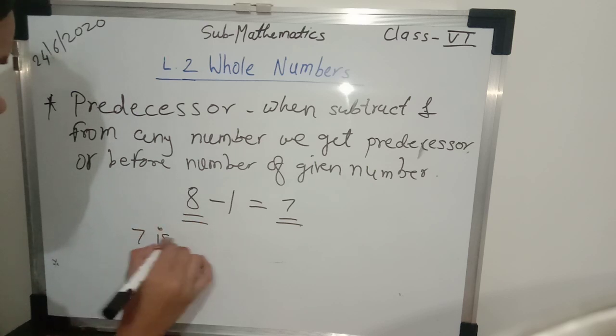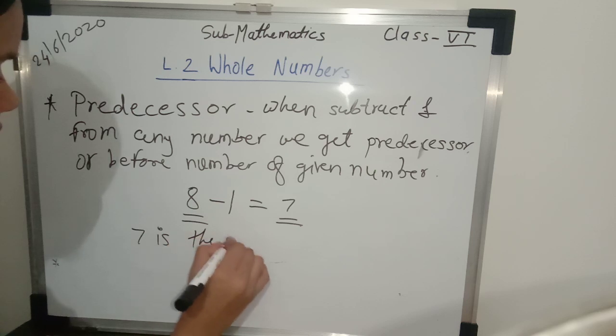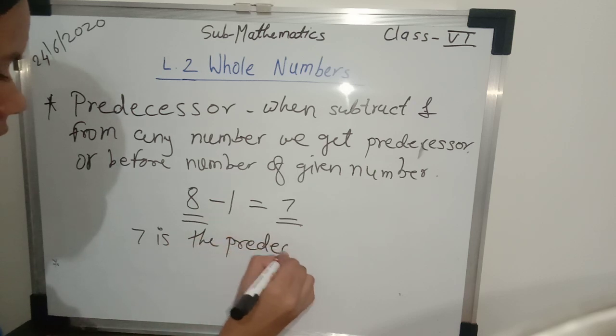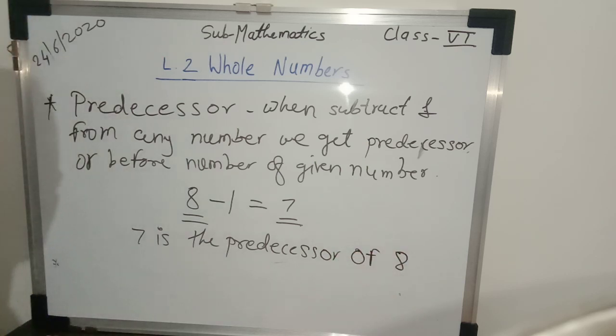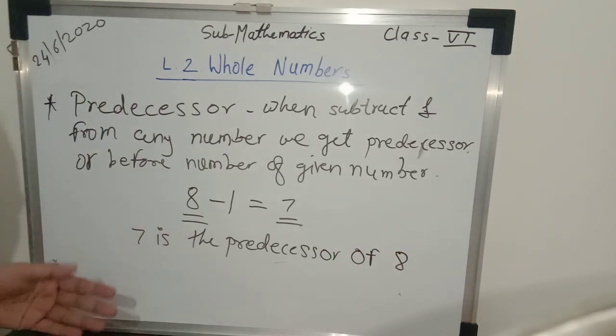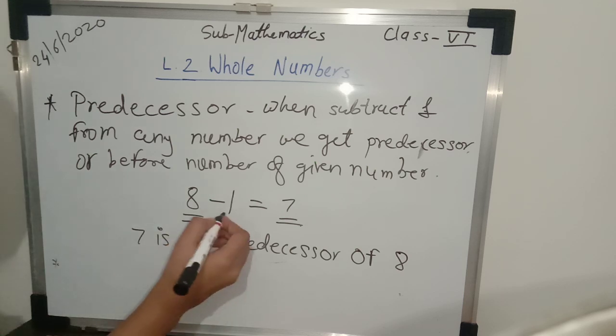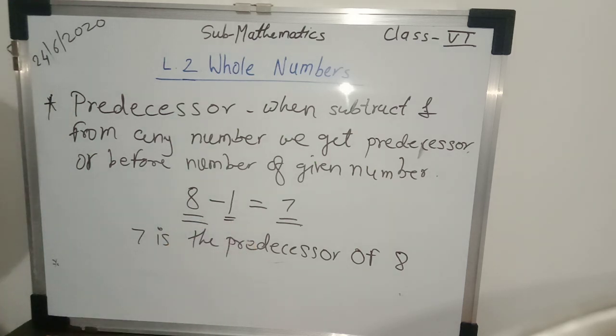7 is the predecessor of 8. So in this way we can find it out from any number. If we minus 1, we will get the predecessor of any given number.